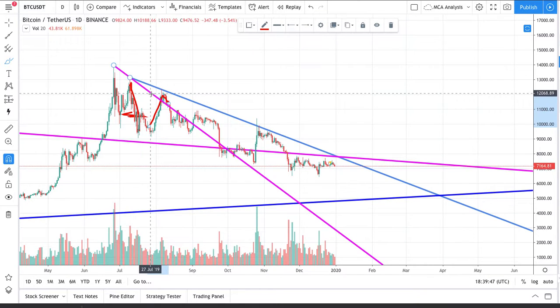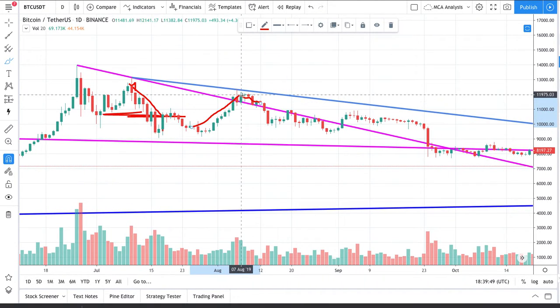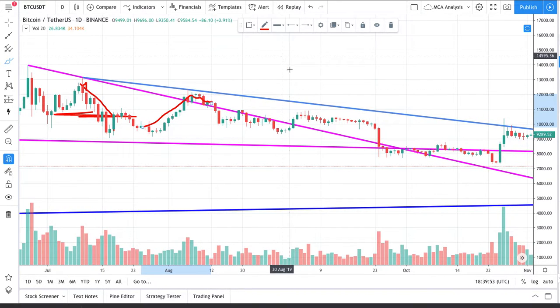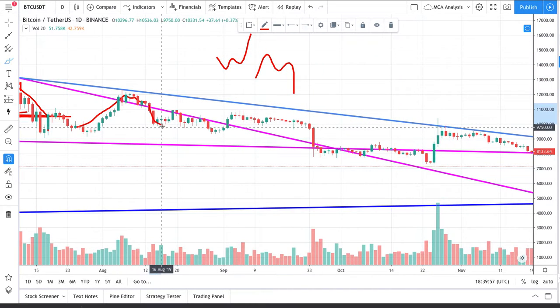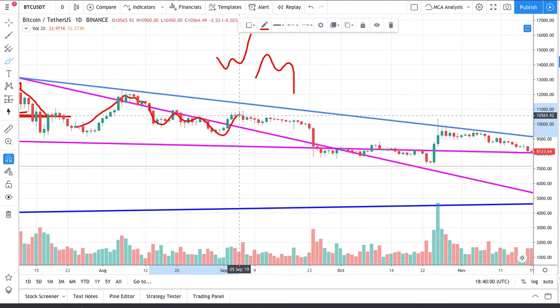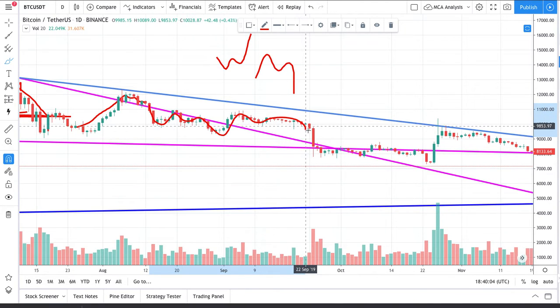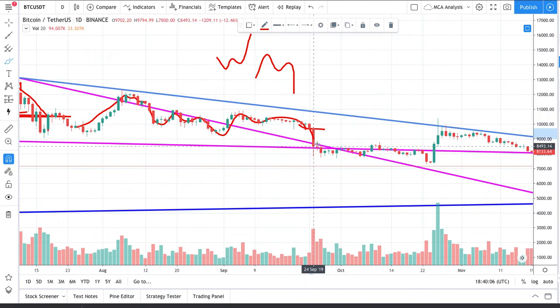Did it put in market structure? Then it came to the other side of the trend line here, went on the other side of the trend line, but it didn't put in market structure. Market structure is a W or an M. Then it came down below the trend line, played around it, and broke above the trend line again. Did it put in a W? No, it put in an M. So that means we know it's going to go down. So that's what it did.